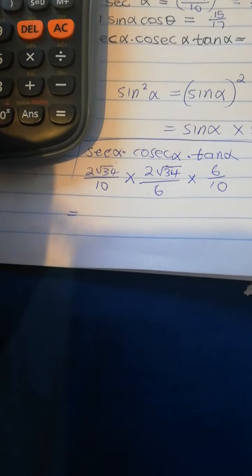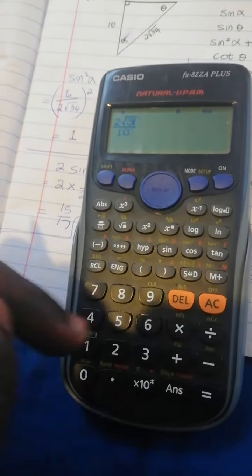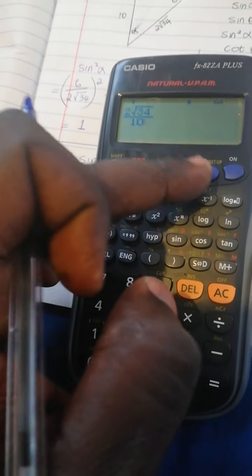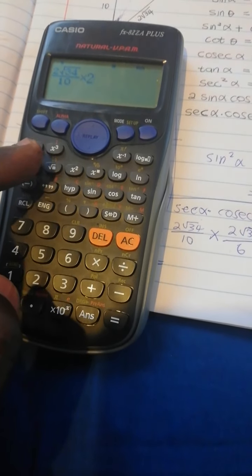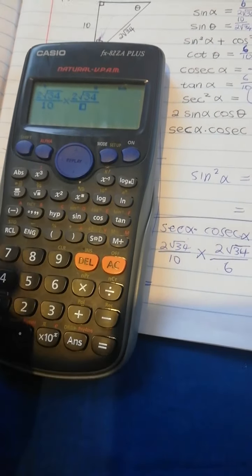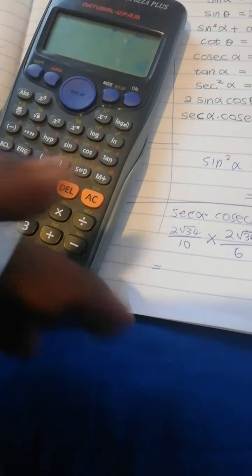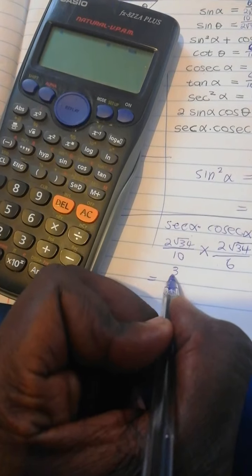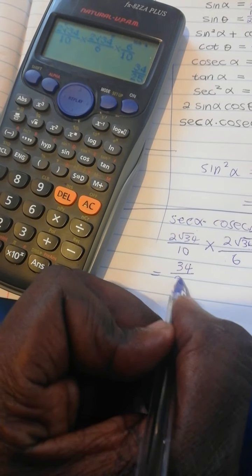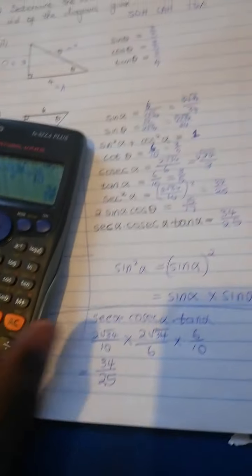So it's 2 square root of 34 over 10. I made a mistake there, let me just fix it quickly. So 2 square root of 34 over 10 times 2 square root of 34 over 6 times 6 over 10. And then we get our solution there, which is 34 over 25. So this is 34 over 25.